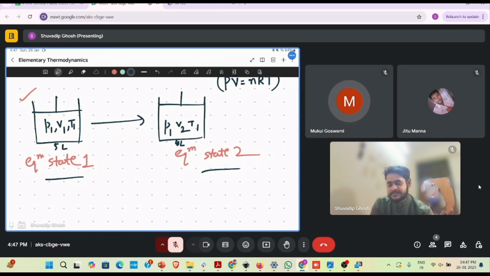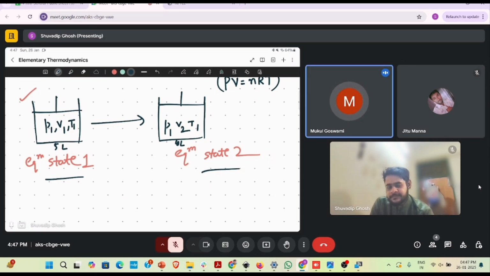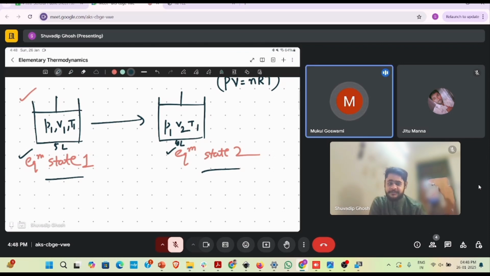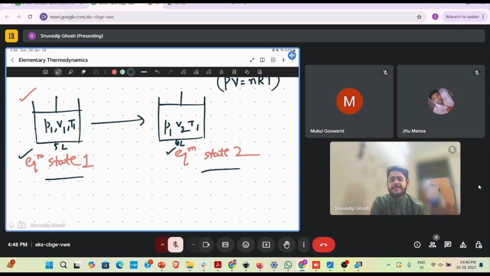Sir, it becomes equilibrium. We are measuring the system after achieving equilibrium. Yes, that's okay, but the equilibrium state has been changed. Now this is an equilibrium state, and this is an equilibrium state, but the equilibrium state has been changed. That should not be. An equilibrium state can never be changed. We are disturbing it. We can disturb it, but by definition it should not change.